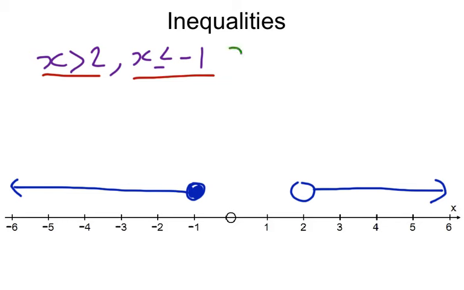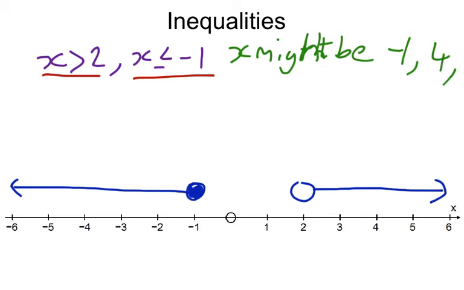So in this case, x might be, bad spelling there, it could be -1, that's allowed. It could be 4, that's bigger than 2. It could be -5.3, that's smaller than -1, that's okay. It could be 726.4, that's okay. And again, there are infinitely many things. It just can't be anything between -1 and 2.